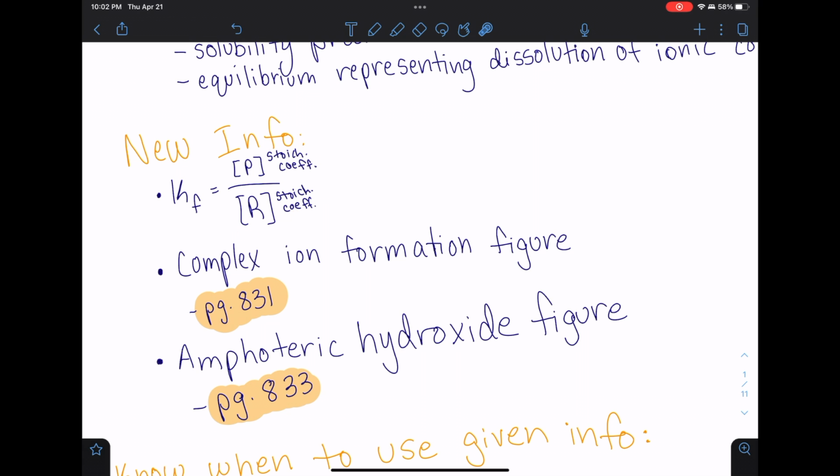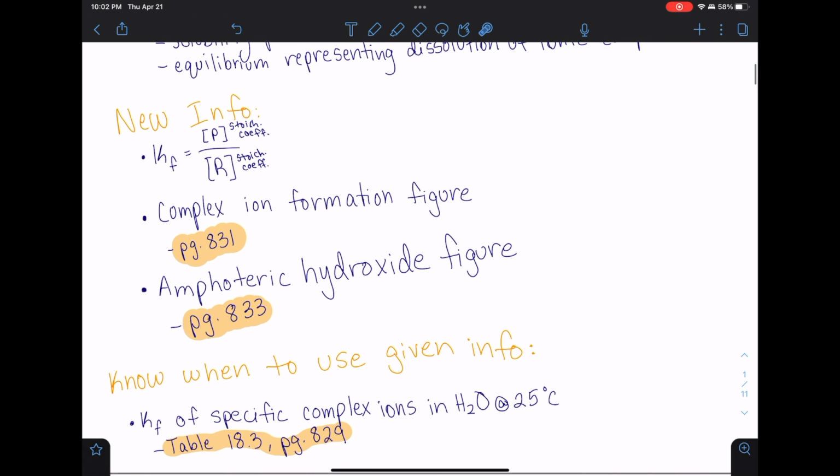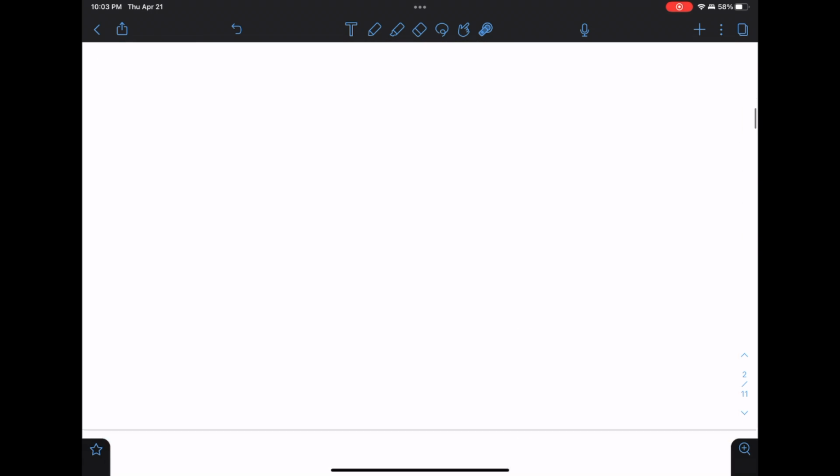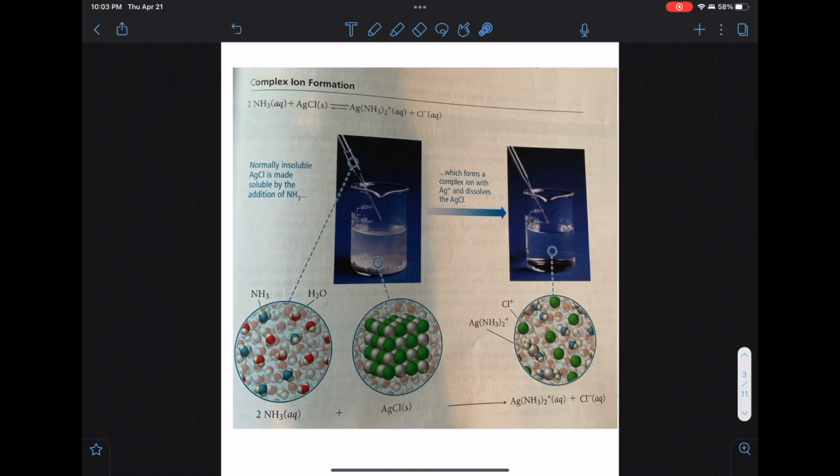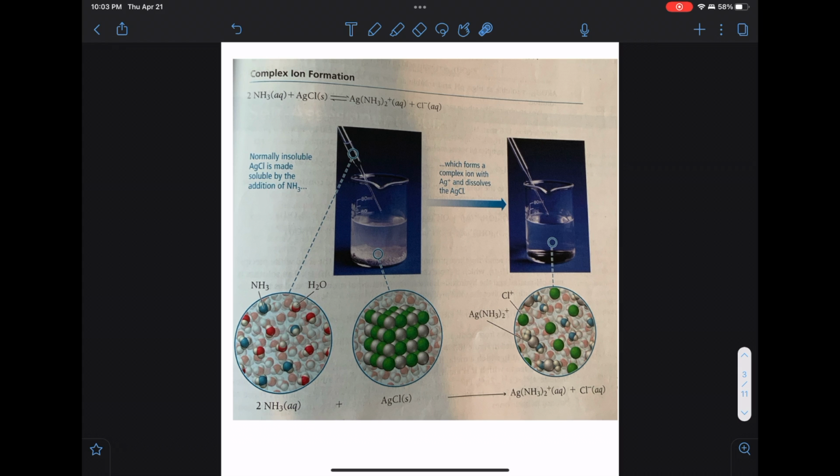Next, we have 3 different figures found in the textbook. Please feel free to pause when I go over them if you'd like to take a longer look to better understand them. I've highlighted the page numbers so you can find them on your own as well. First, there is the complex ion formation figure, illustrating how insoluble silver chloride usually is made soluble by the addition of ammonia, which then forms a complex ion with the silver ion and dissolves the silver chloride.